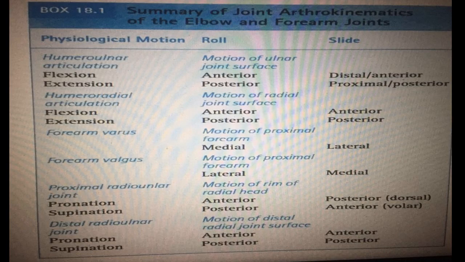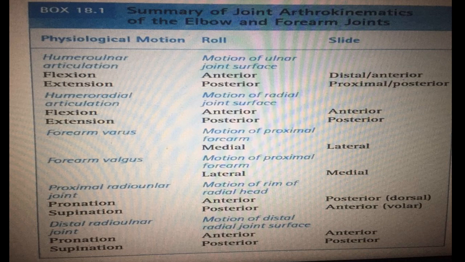Now the last slide of today's lecture, which is a summary of joint arthrokinematics of the elbow and forearm joints. On the right side there is roll and slide, and on the left side there is physiological motion. So let's start with the humero-ulnar articulation. Whenever there is flexion at the humero-ulnar articulation, the motion of the ulnar joint surface will be anterior, and the direction of slide would be the same as the physiological motion, that would be anterior/distal.